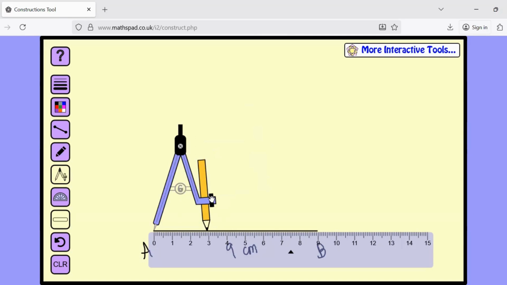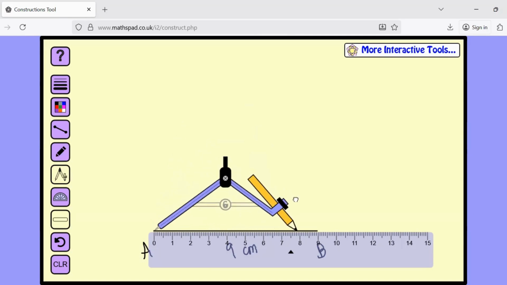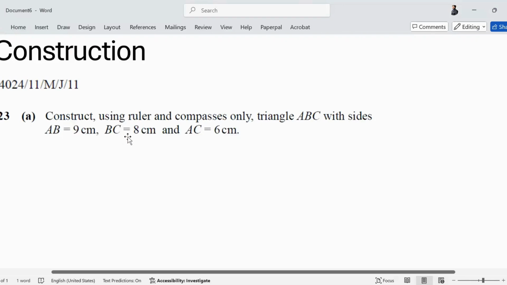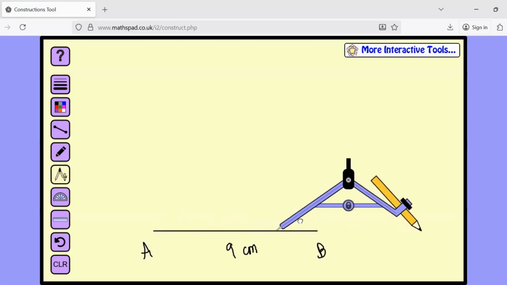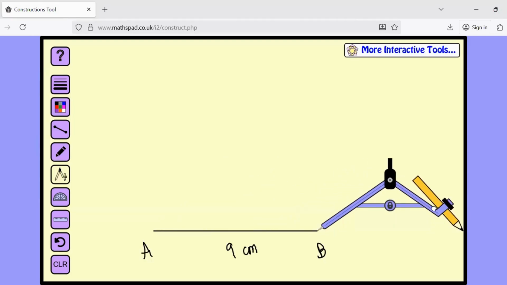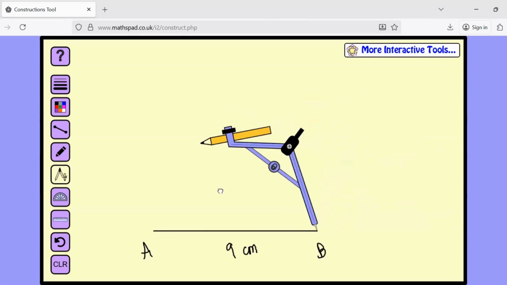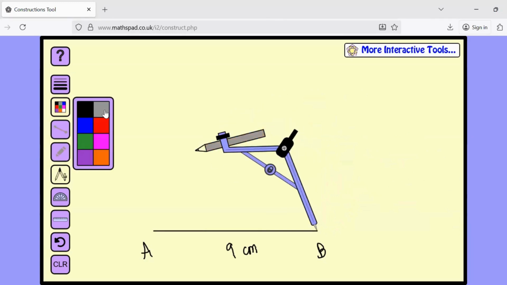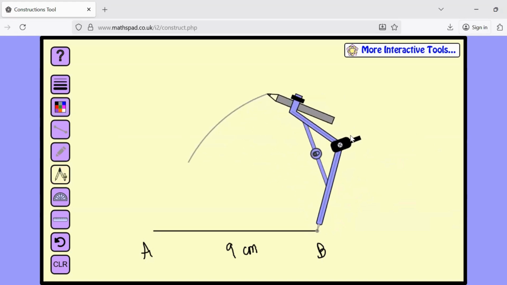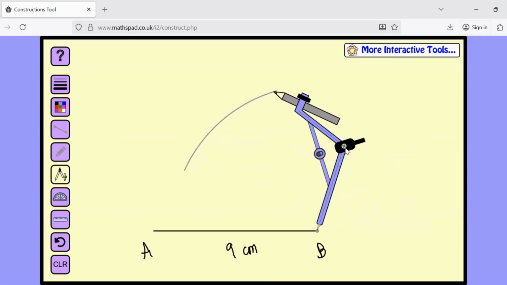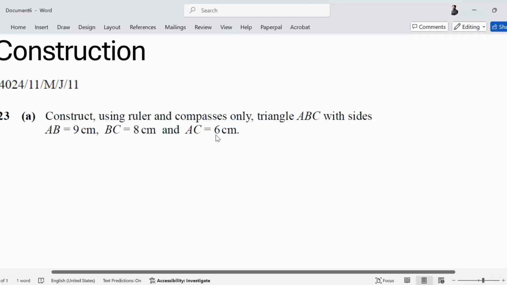Let's measure 8 centimeters on the compass. Again, BC is 8 centimeters. That means that it is 8 centimeters away from B. I do not know where C is. All of this is being done to figure out where C is. So try to draw light arcs. C will be somewhere on this arc. And it is 6 centimeters away from A.